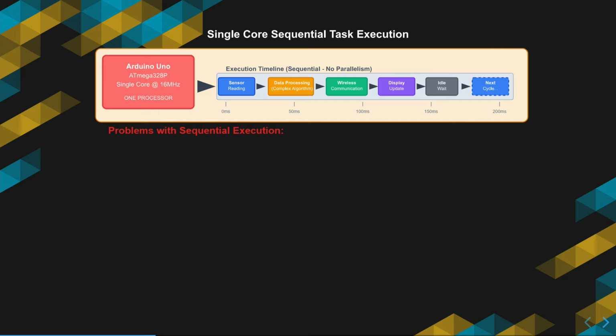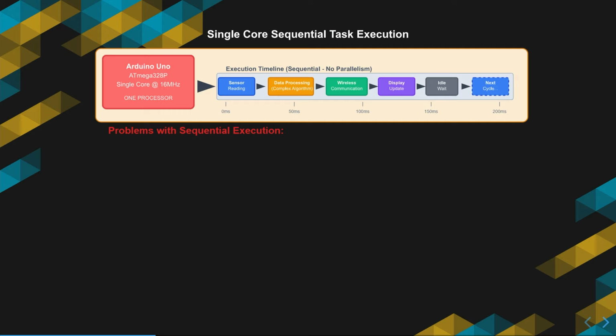First, the sensor reading takes time, then data processing. Notice this is a complex algorithm that takes longer. Then wireless communication, then display updates, then the system sits idle, waits, and starts the next cycle. This is a 200 millisecond cycle, giving us about 5 Hz update rate. Everything is sequential, no parallelism.